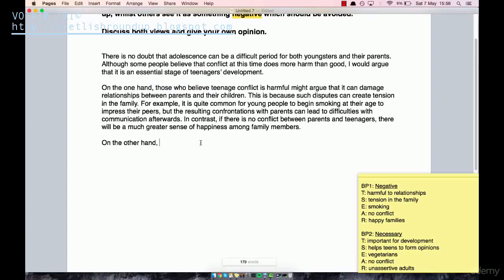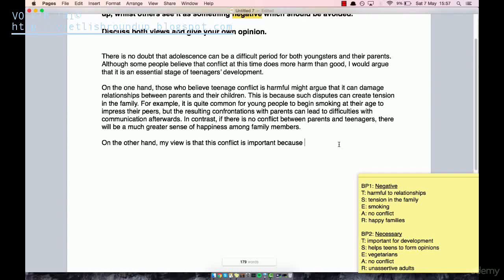So naturally over here, we're going to write I, or we're going to write my, some sort of personal pronoun being used here. So on the other hand, maybe I'll write my view is that this conflict. So we're not writing teenage conflict, we are using demonstrative pronouns to reference. My view is that this conflict is important because, so a slightly different structure, but the exact same idea.